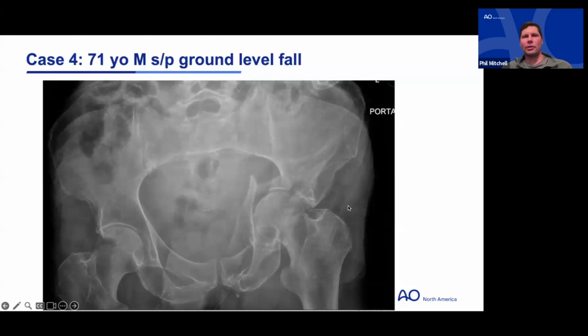Nice. Tim, so you've seen a number of these over the years. What should a student know about a 71-year-old ground level fall with an acetabular fracture?